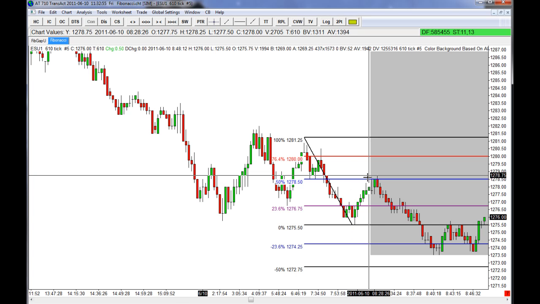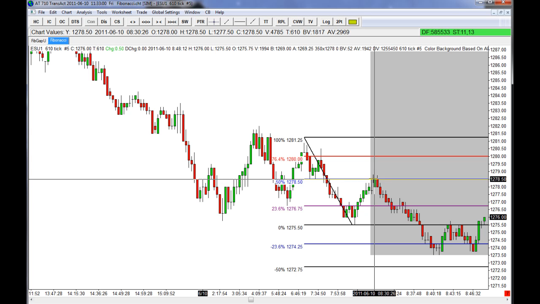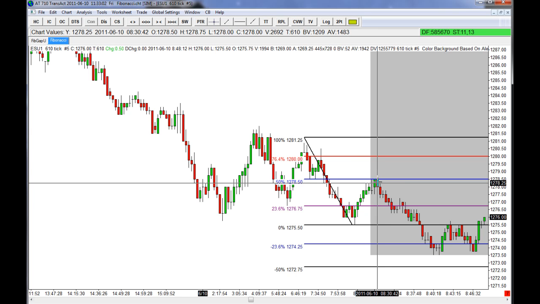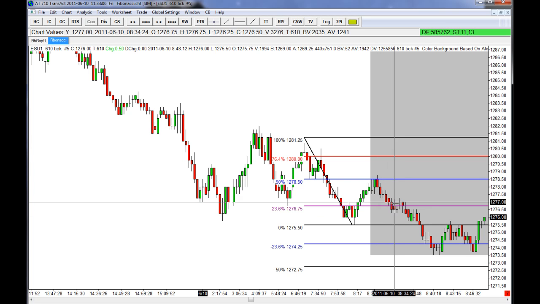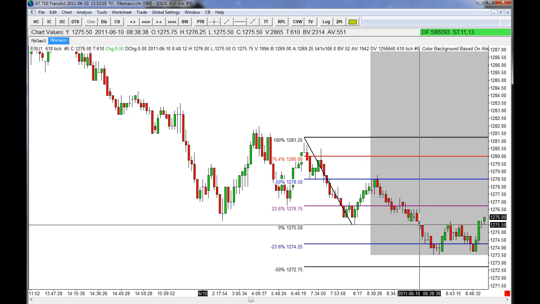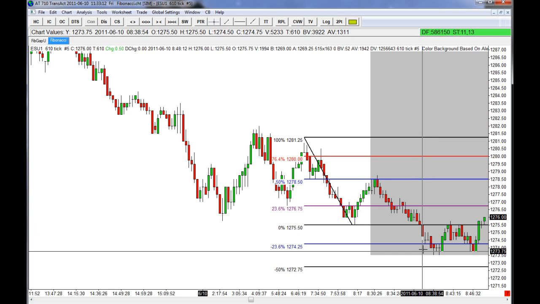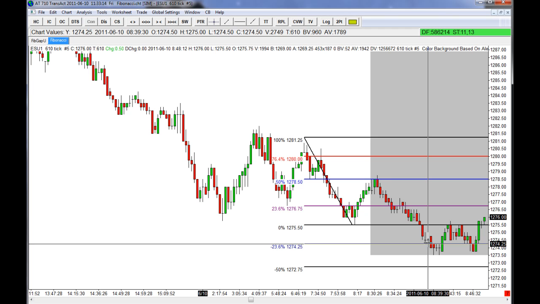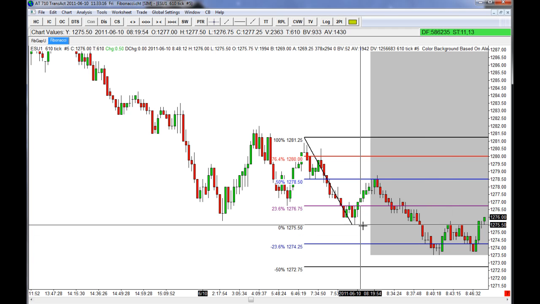Okay, so when the market opened, I did not take this first trade. I wanted to wait for the market to show direction as I did yesterday. So I did not take this trade, although it would have been a profitable trade. Price broke through the 0% line and continued to move down to the negative 23.6, then retraced back to 0.